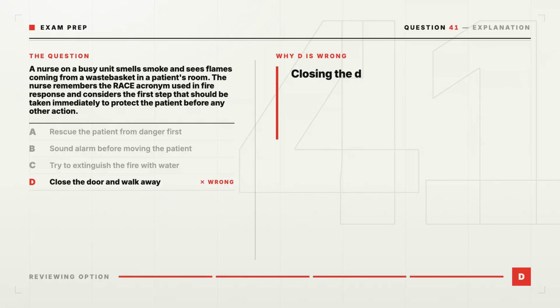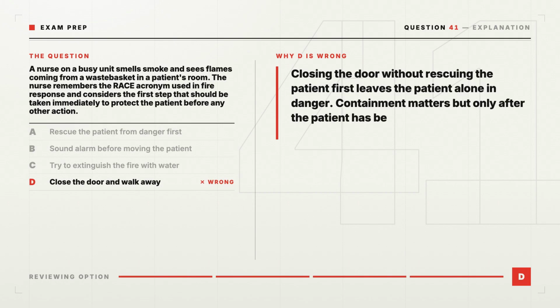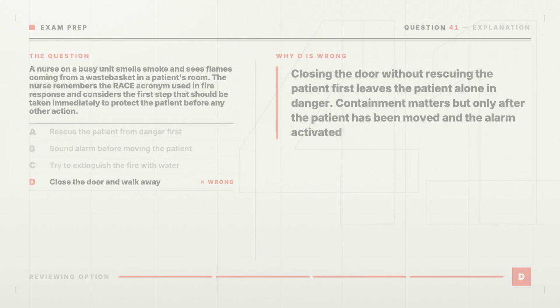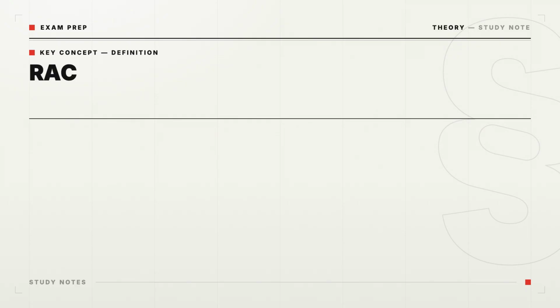D is wrong because closing the door without rescuing the patient first leaves the patient alone in danger. Containment matters, but only after the patient has been moved and the alarm activated to bring help. In a healthcare setting, patients can't simply run from a fire. That's why every staff member learns a fixed sequence for fire emergencies, remembered by the word RACE.